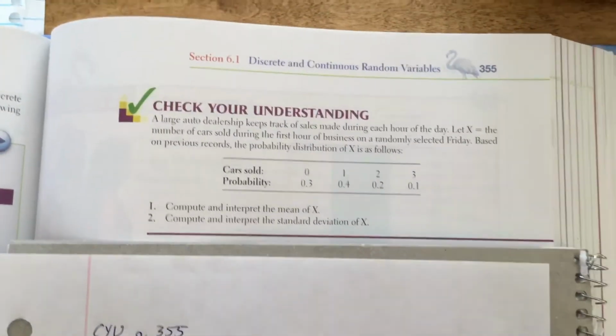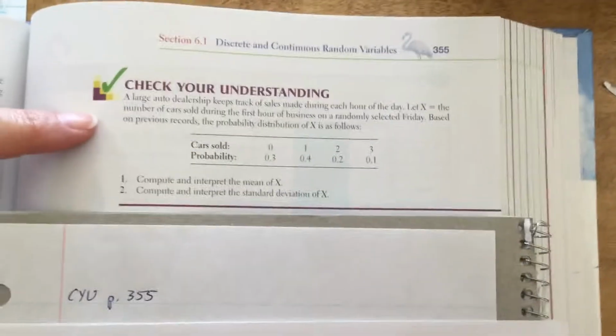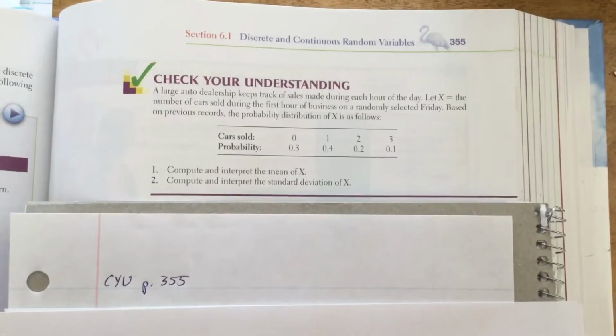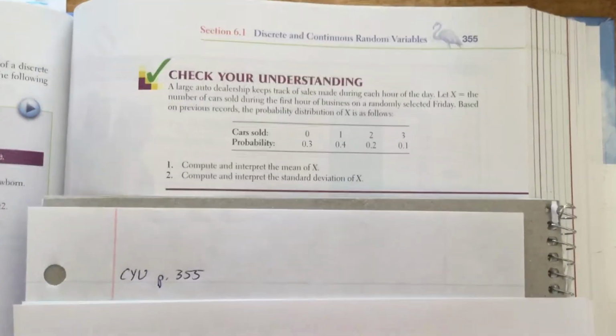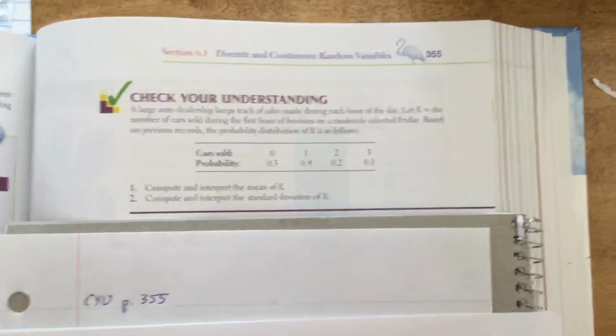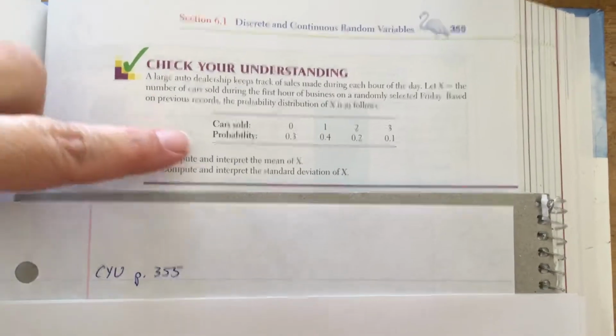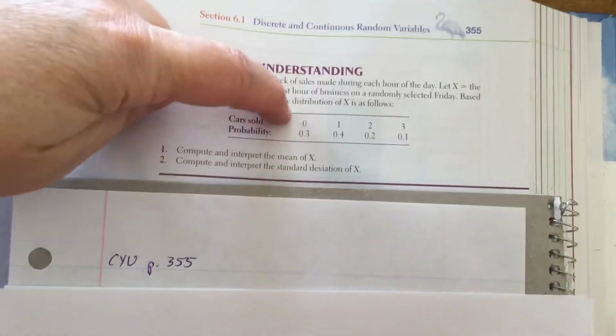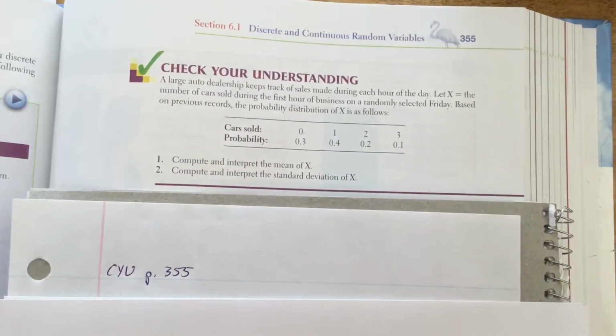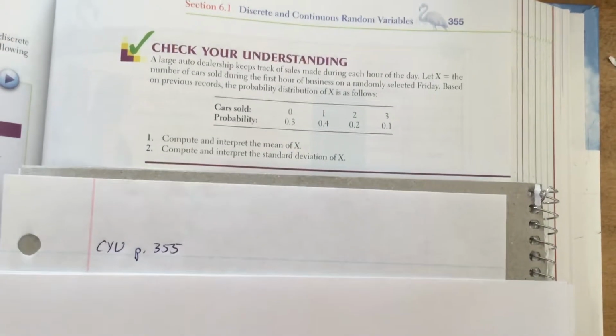Okay guys, we're going to do check your understanding on page 355. A large auto dealership keeps track of sales made during each hour of the day. Let X be the number of cars sold during the first hour of business on a randomly selected Friday. Based on previous records, the probability distribution of X is as follows. So there's a 30% chance they're going to sell no cars, 40% chance one car, and so on in that first hour of business on a Friday.